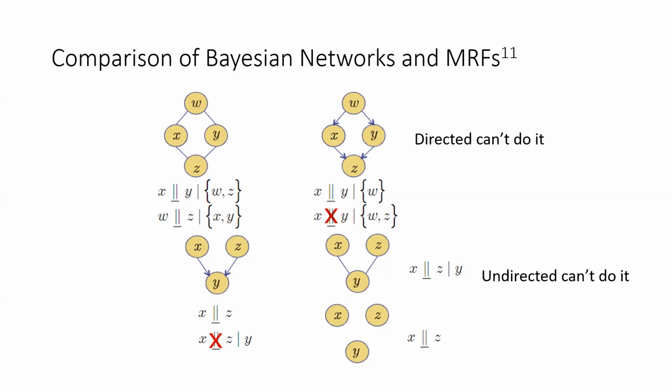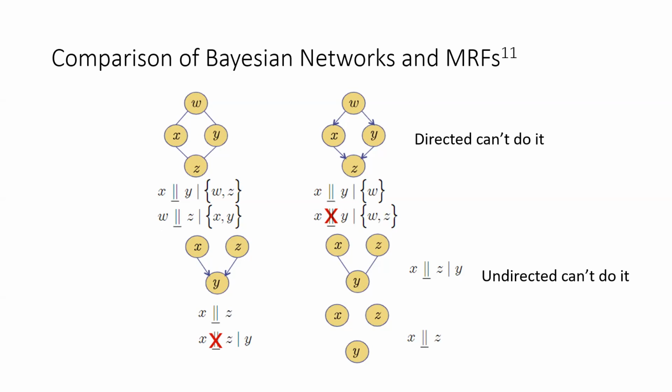Same thing, the V relationship that we described for directed models, where we have two nodes that have the same child, and we said that x and z are independent if y is not observed, and that's what the first thing shows. X is independent of z, but if y is observed, that means given y, then these two become dependent. This relationship again cannot be described by undirected graphical models, MRFs.